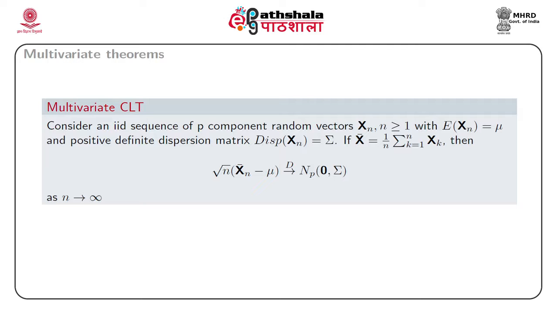So if X bar, which is again a p-component random vector, is the average of n such p-component random vectors Xn, then square root of n multiplied by (X bar n minus mu) converges in distribution to a p-variate normal distribution with mean vector 0 and dispersion matrix sigma. So this is just an easy extension of the Lindeberg-Levy CLT for a univariate IID sequence of random variables.